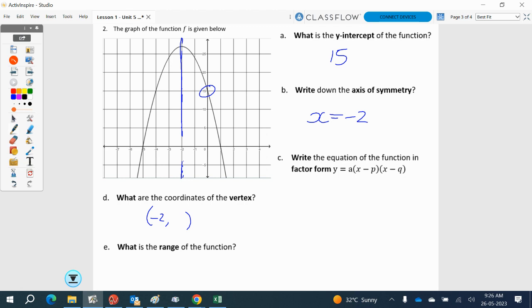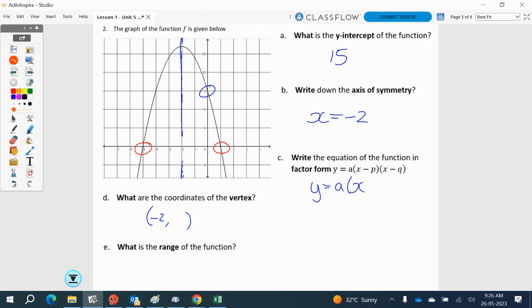Okay, so we're given factor form. We have to put the equation in factor form. What is special about factor form? How does it relate to the graph? How does factor form relate to the shape of the graph? You must know this. This is the concept. It shows us where the zeros are. So where are the zeros? -5 and 1. So this means we've got y equals a times.